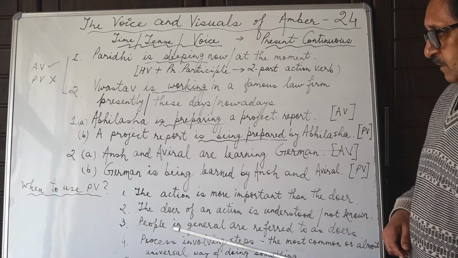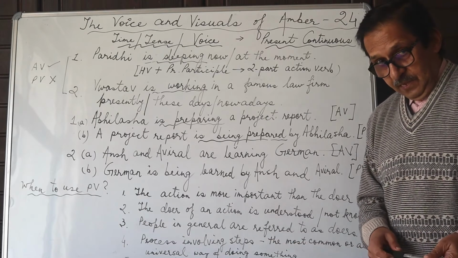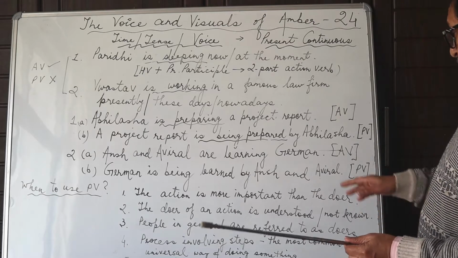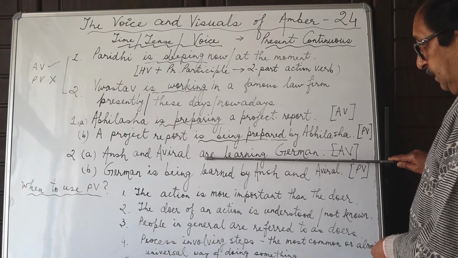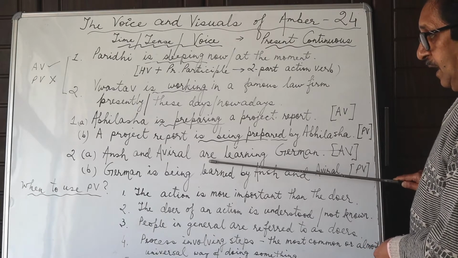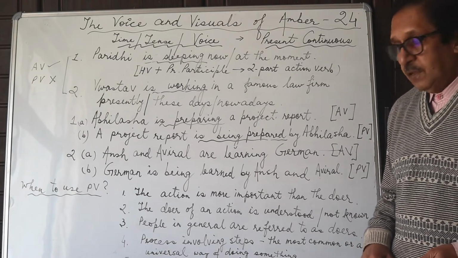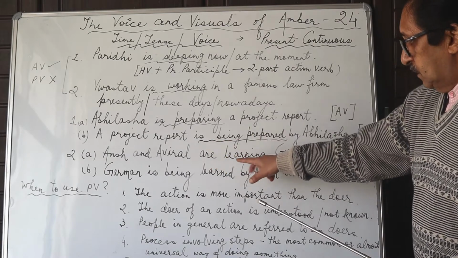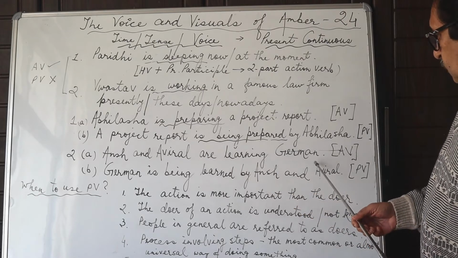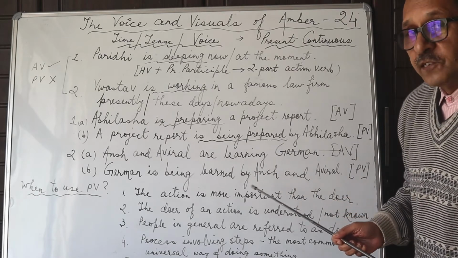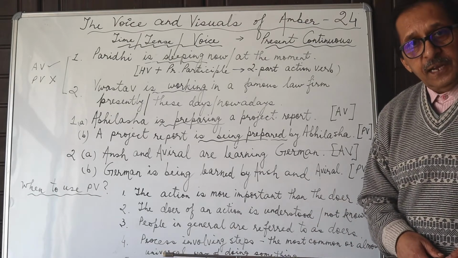Let's have another sentence now. Ansh and Aviral are learning German. So the action is again a two-part action verb. Are learning. Are is the helping verb and learning is the present participle. Therefore the two together form the two-part action verb. Ansh and Aviral are learning German. Now are learning what? German.